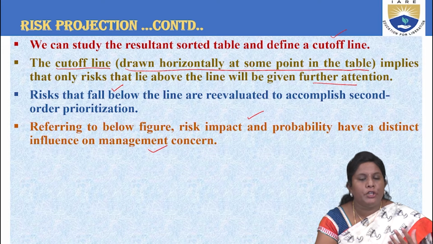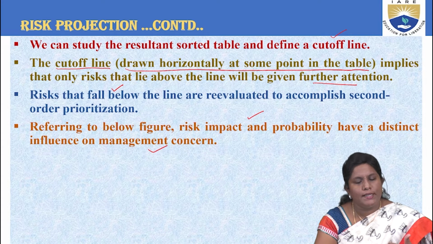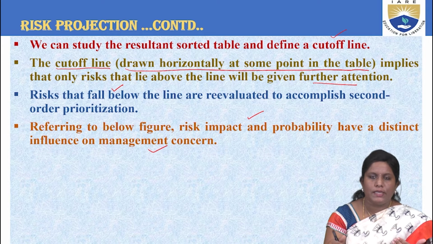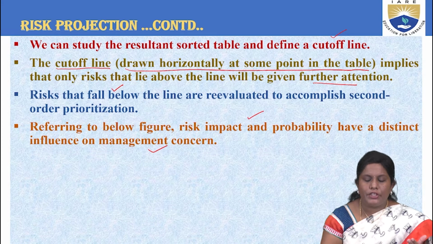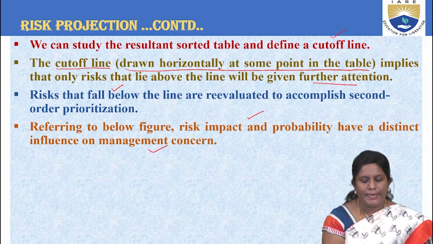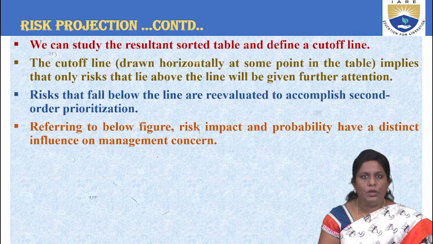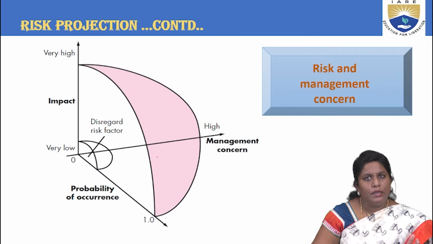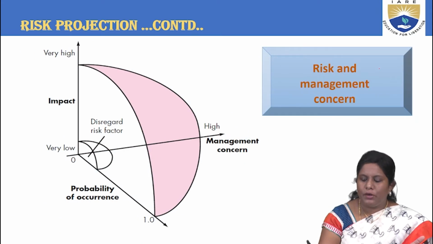That is called risk projection. Whatever is below will be of later use or later concern. Now I have a diagram which shows a graph, which is trying to talk about the risk, impact and the probability that is having influence on the management concern. So let us have a look at the diagram, which is talking about the risk and management concern.